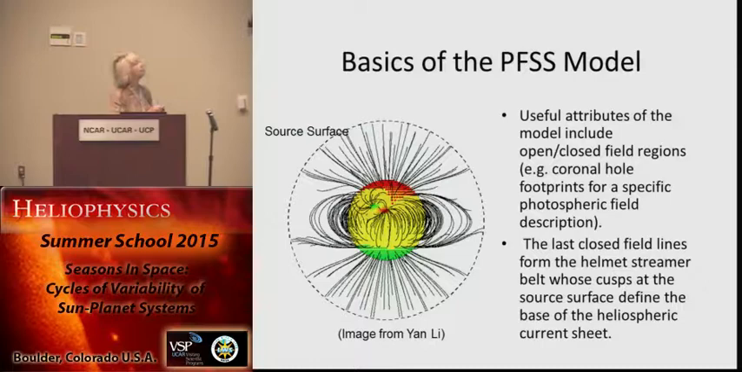So those are the basics. It's just a solution for a magnetic field that matches the magnetic field that you impose on the inside and assumes things are radial on the outside.